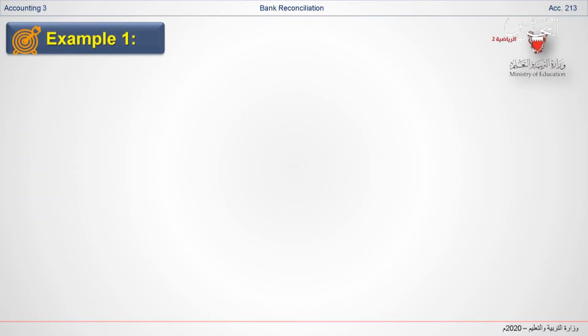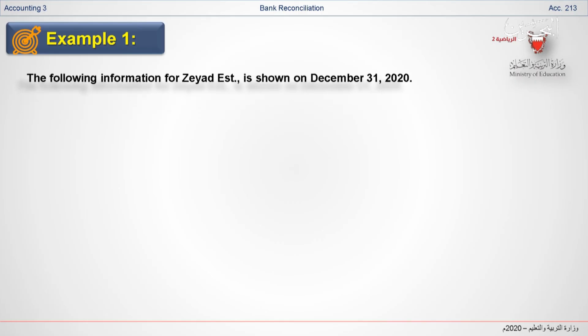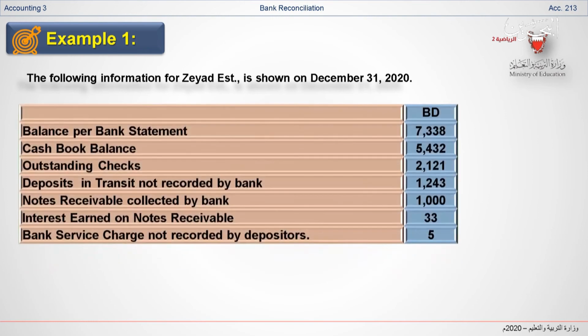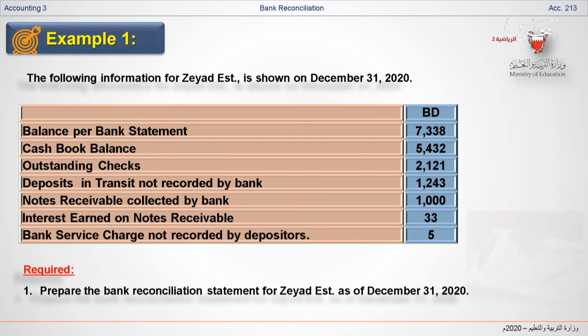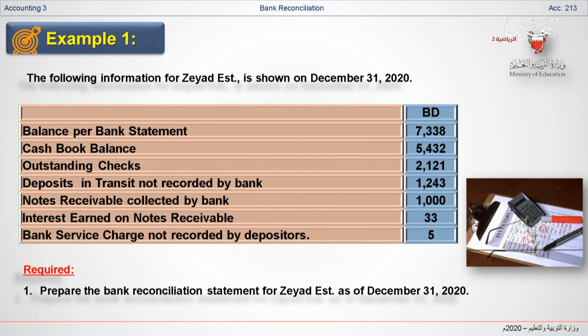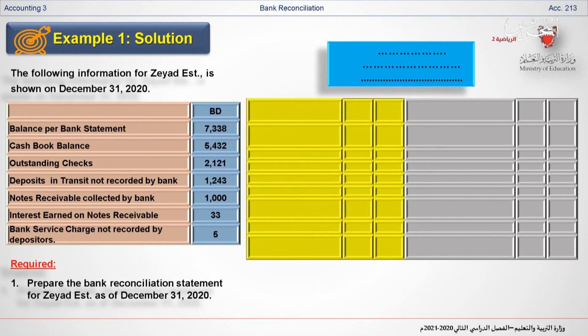To make the concept of bank reconciliation more clear, I will explain for you this example of Zayed establishment. The following financial data is shown as on December 31st, 2020. You are required to prepare a bank reconciliation statement. And this is the bank reconciliation statement layout which we are going to use.